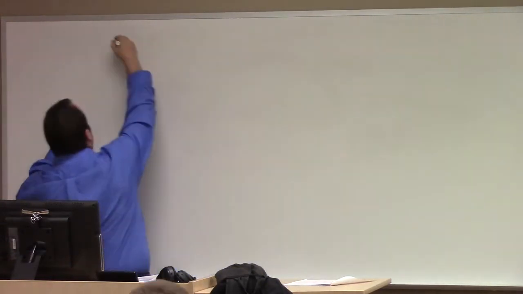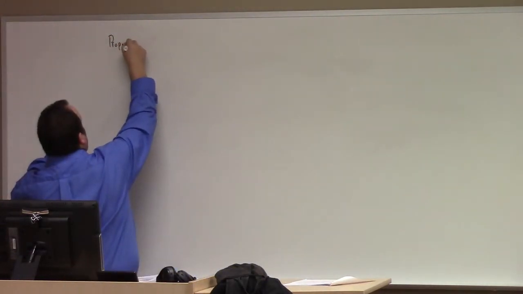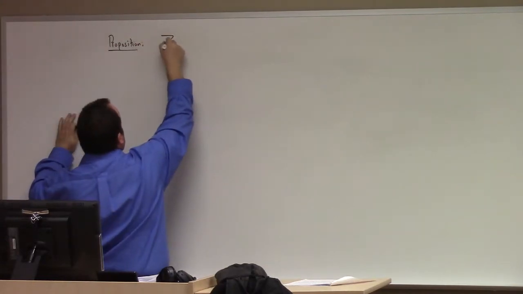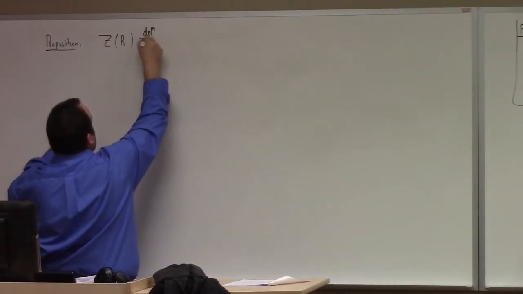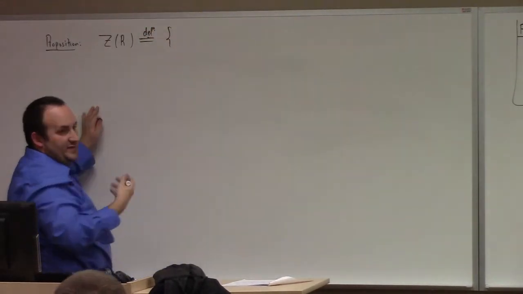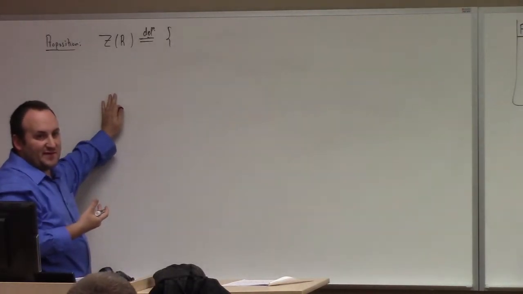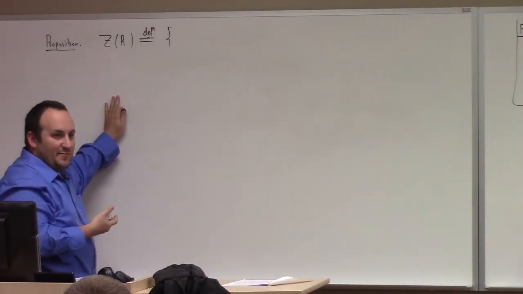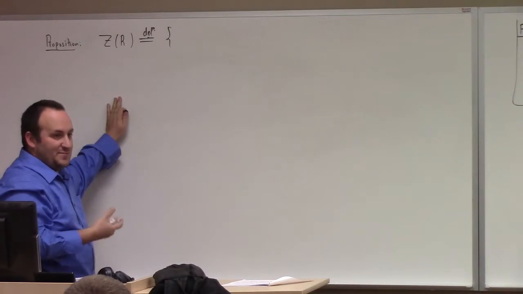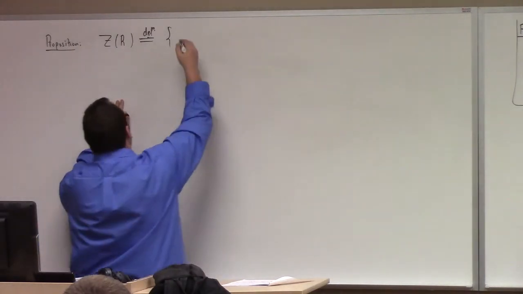Let's see here. A good place to start for us would be, let's talk about the center of a ring. So here's a proposition. The center of a ring is going to be defined to be what? To make this interesting, obviously this can't be the center with respect to the abelian group structure, right? Because then the center would always be the whole thing, and that wouldn't be interesting. So it must be the multiplicative structure that we're talking about, right? Otherwise it would just be silly.